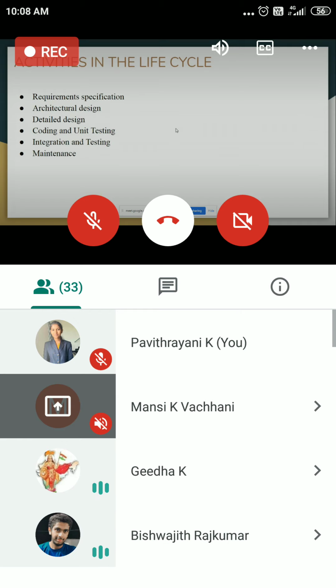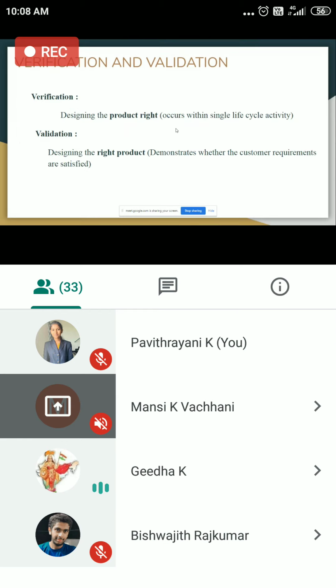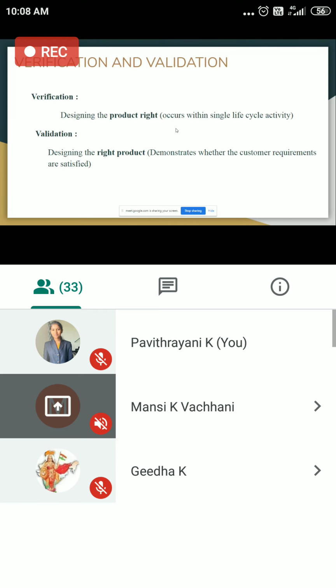Verification means to verify whether the user requirements are satisfied with the design. Validation is when you are designing the product, that product meets all the technical requirements. Yes, okay, correct. That's correct.